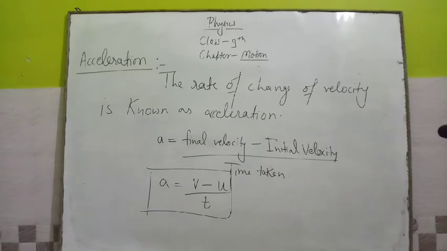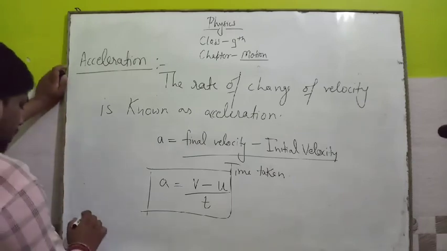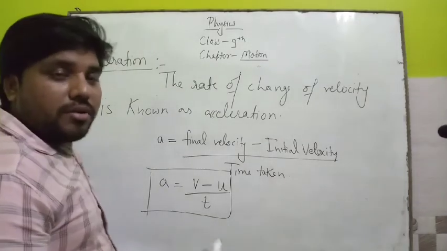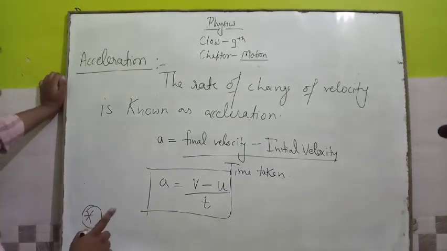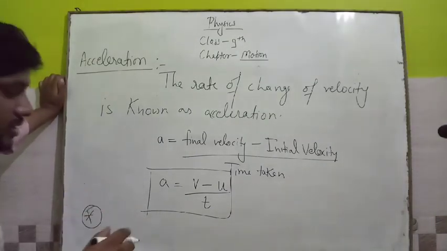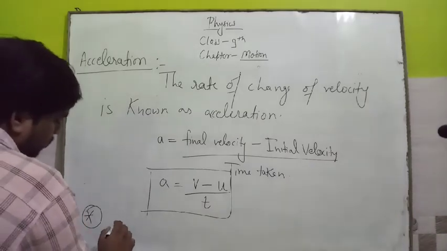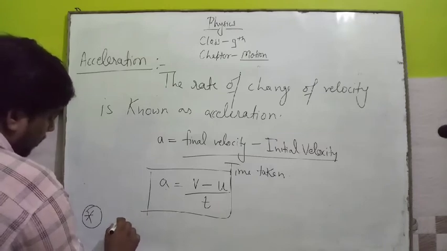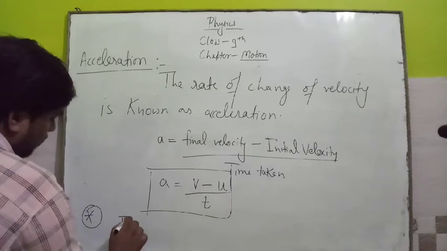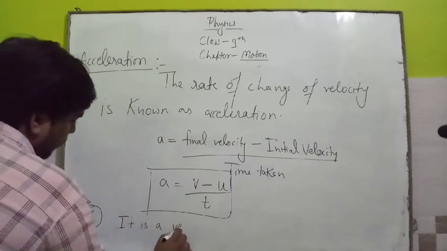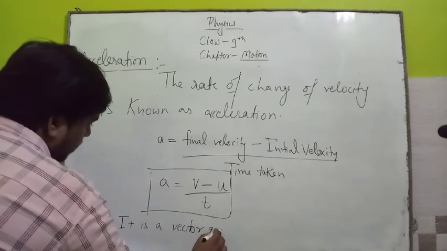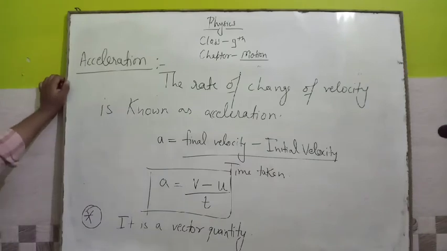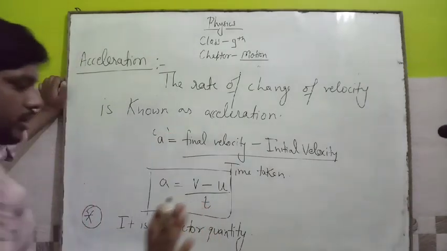Now one thing also here: is acceleration a scalar or a vector? Acceleration is a vector quantity because it has direction, and it follows the vector rule. So you write here: it is a vector quantity. Clear? Okay, and the symbol of acceleration is small a, you know that.